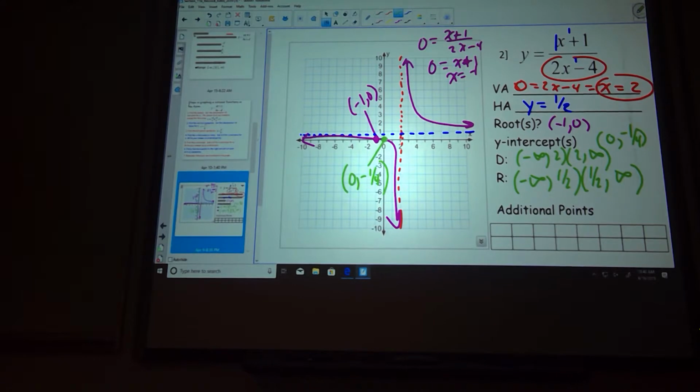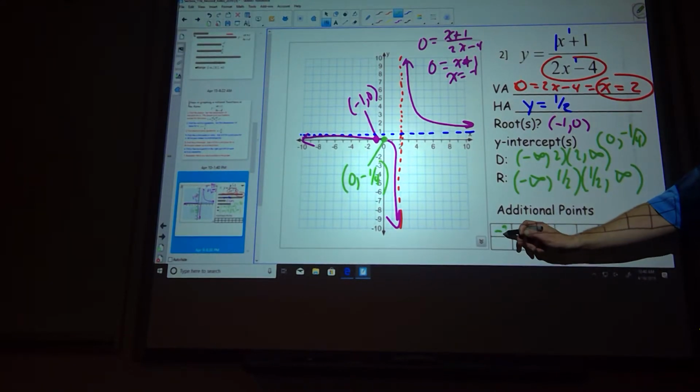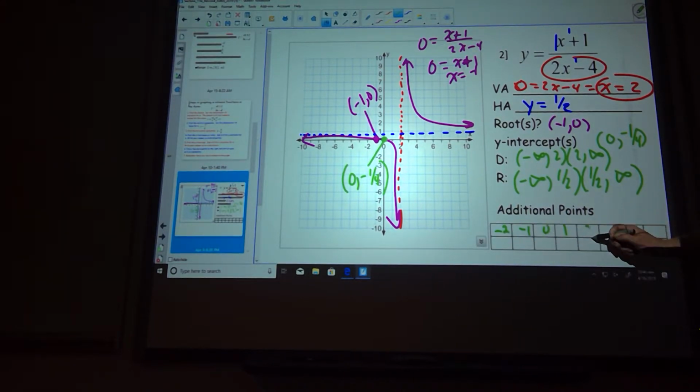And I guess if you wanted to plug in extra points, you're like, hey, what is -2, -1, 0, 1, 2, 3, 4? If you want to plug those in and do some magical points, you can. There's no reason to. Does that make sense so far?